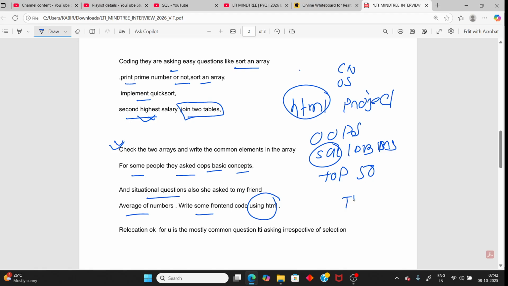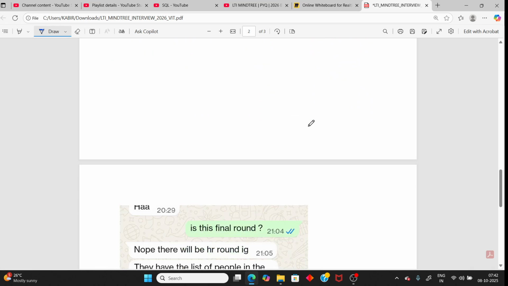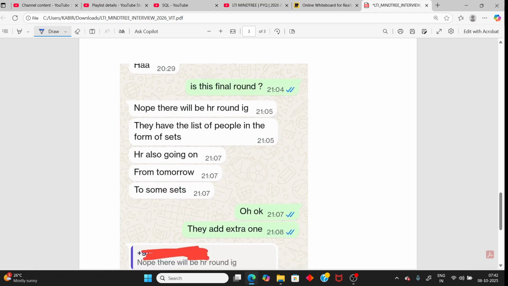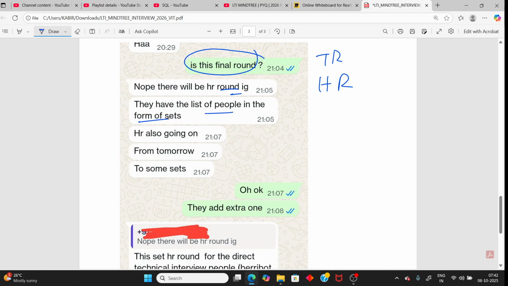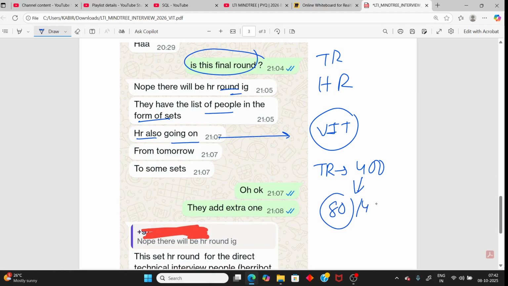And as I mentioned, the technical round is an elimination round. This is not the final round; there is an HR round also. HR is also going on for the list of people from the set. In VIT college, the people who were not selected for the AI interview directly got the interview mail for the technical round. Total people were 400. After technical, they selected 80 people out of 400. The ratio is too low.